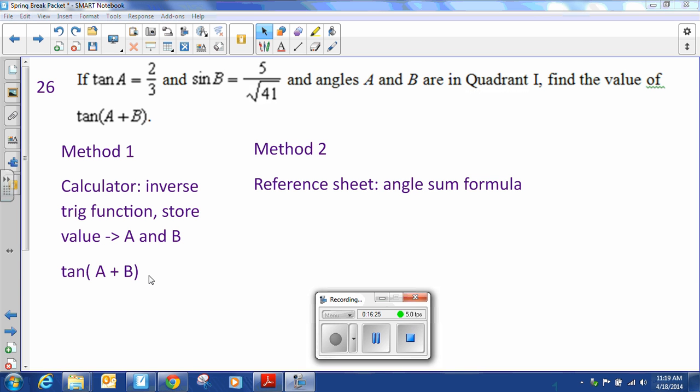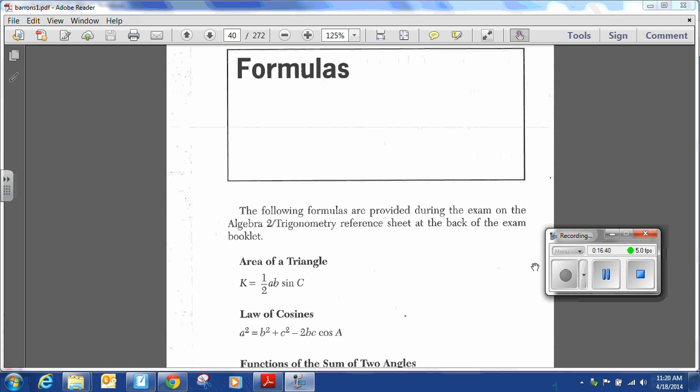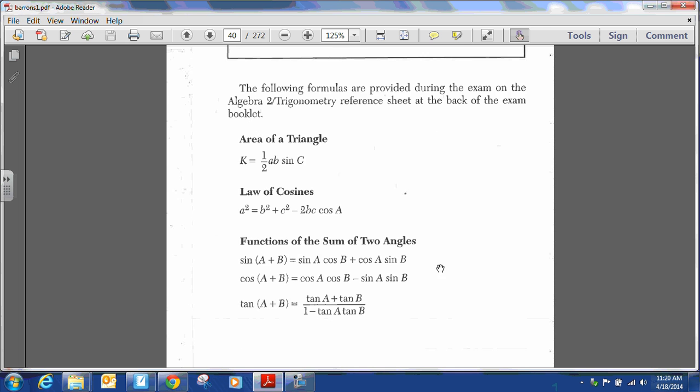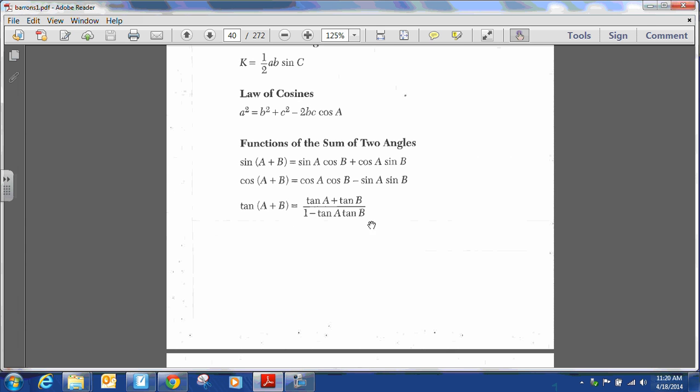Now method 2, you have to go to your reference sheet, and whenever you see this tangent a plus b or sine a plus b, cosine a plus b, you must realize that this is the angle sum formula, so you have to go to your reference sheet. So here's your reference sheet, also known as your formula sheet. As you scroll down, here it is, functions of the sum of two angles, tangent a plus b.